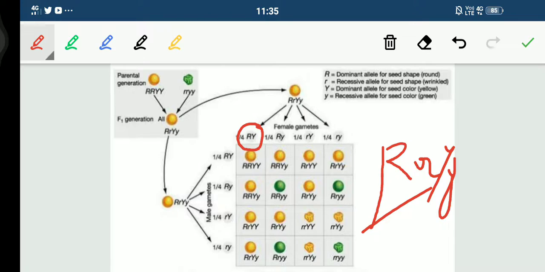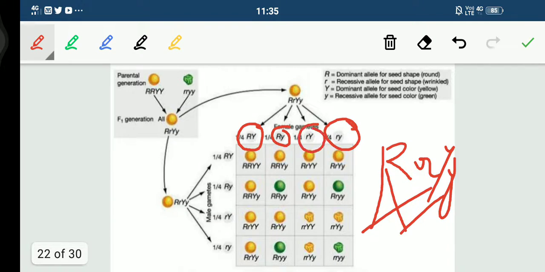Look at this very carefully. Similarly, when this capital R gets fused with this small y, we get capital R and small y. Fine. Similarly, students, when this small r gets fused with this capital Y, we get small r and capital Y. And the last one is when this small r gets fused with this small y, we have got small r and small y. Fine. So these are the four different gametes that have been formed.